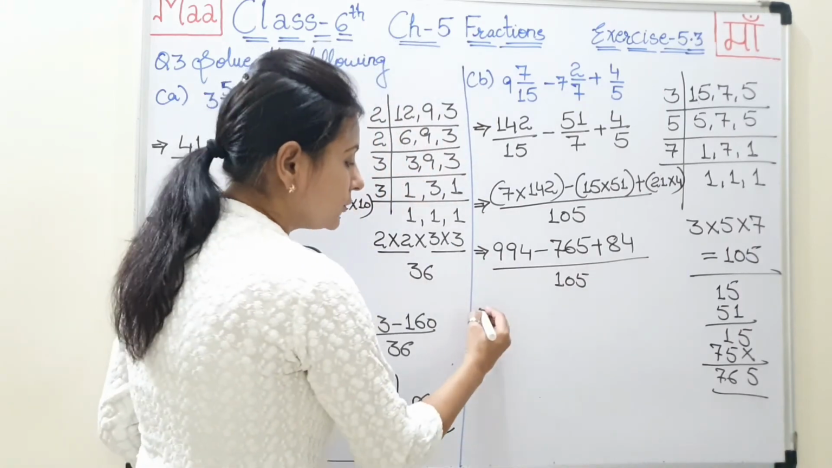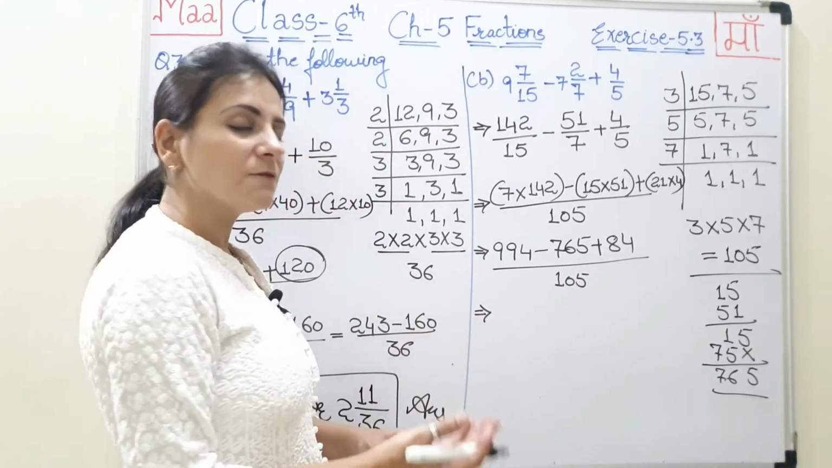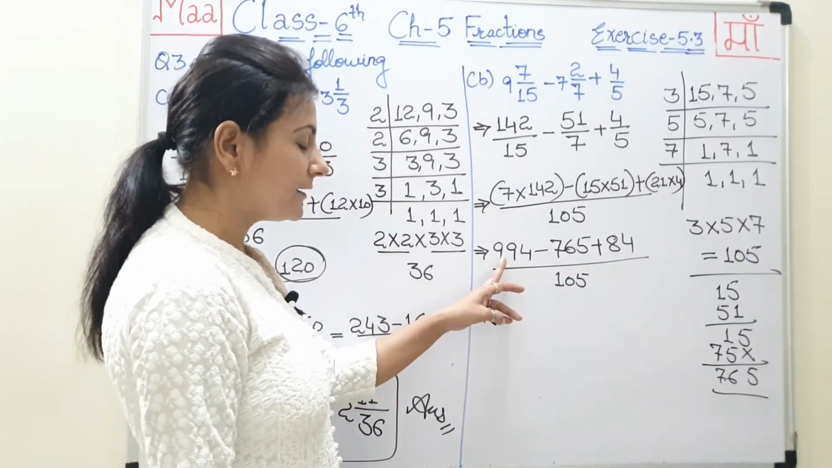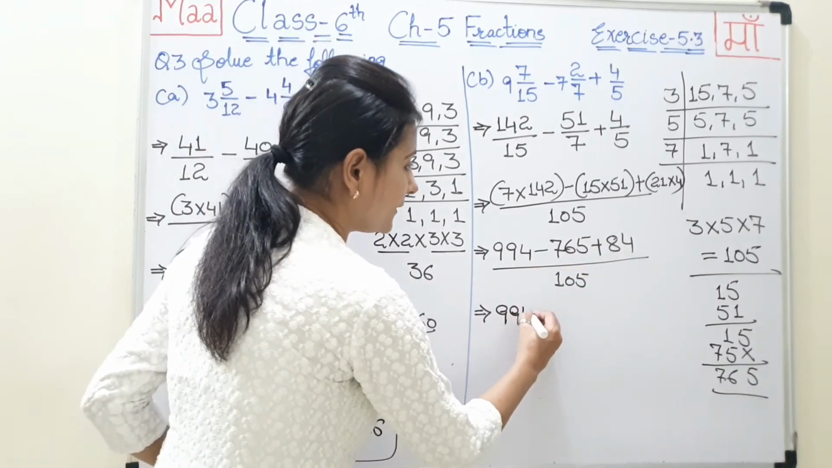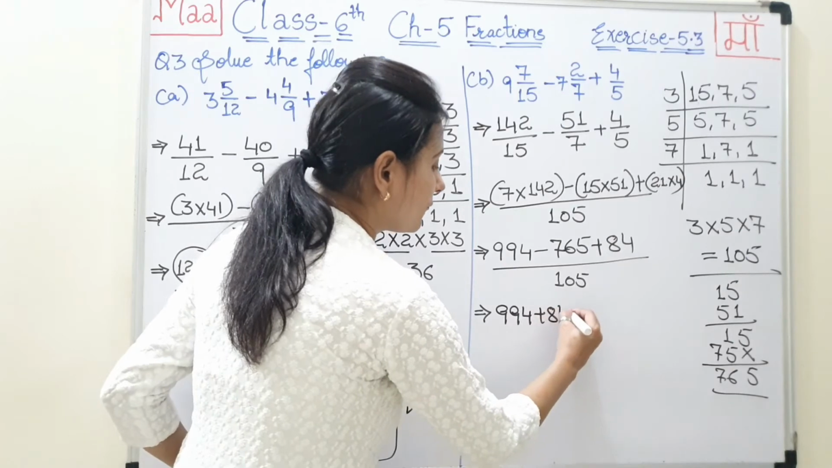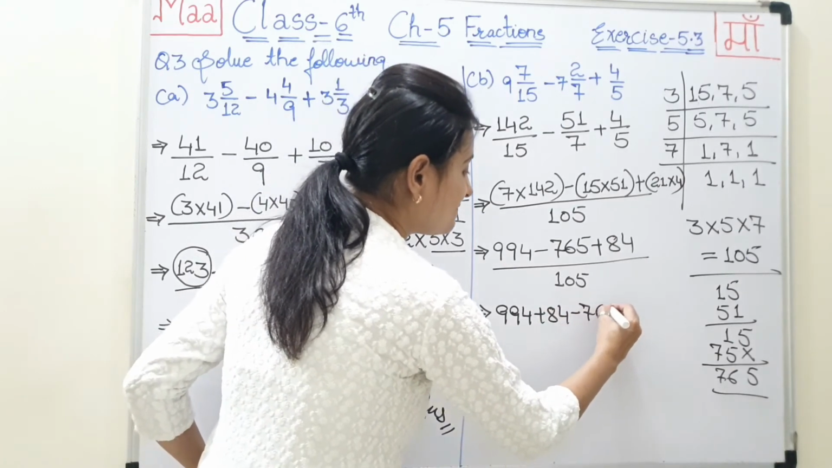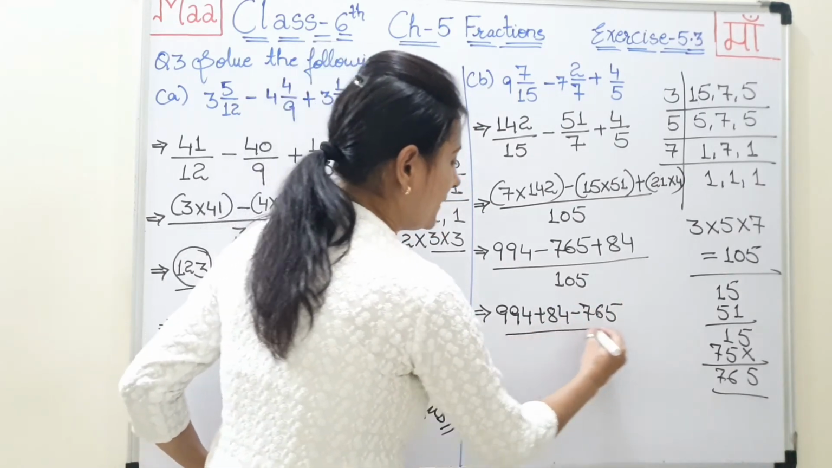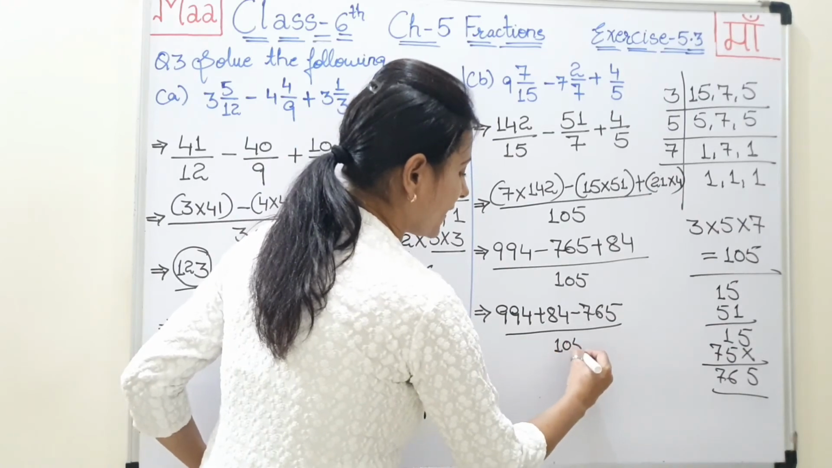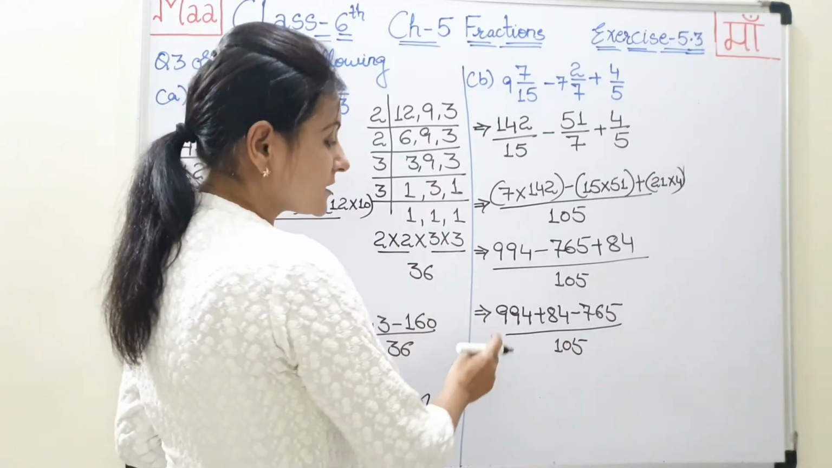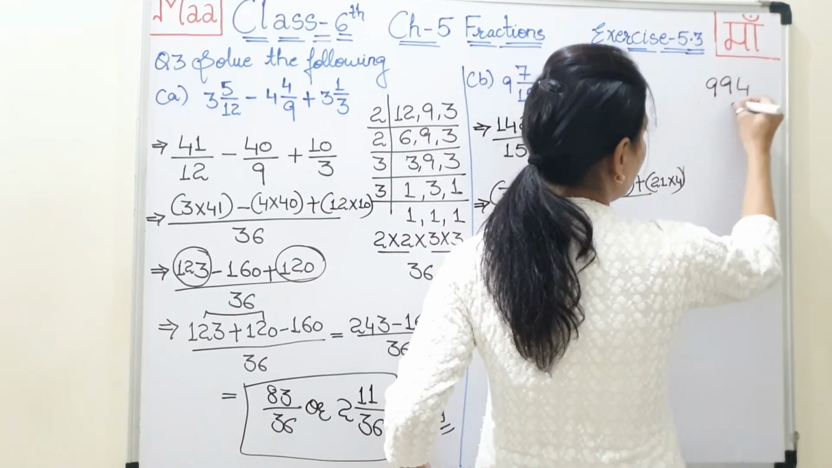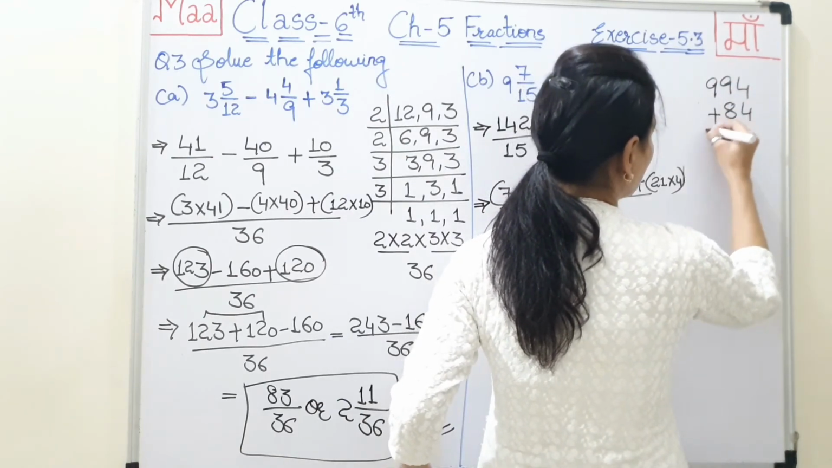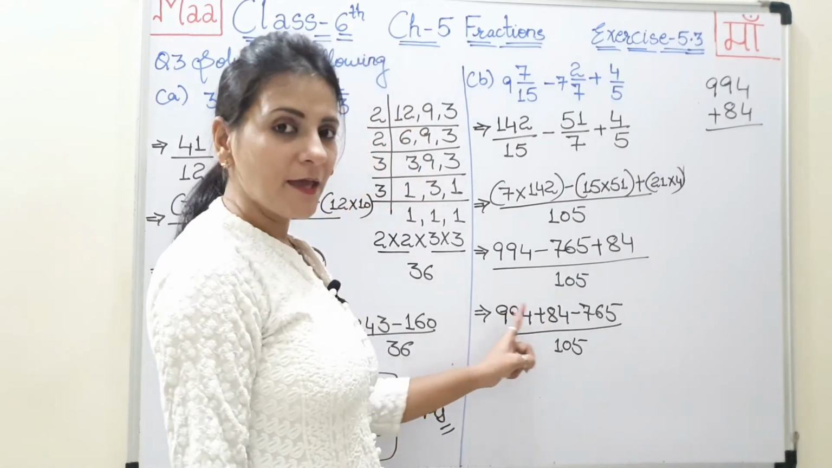Now again you will bring the पॉजिटिव वैल्यू टुगेदर. यहाँ पे भी दो पॉजिटिव वैल्यू, एक 994 और एक 84. इसको हम साथ में ले लेंगे 994 प्लस 84 and 765 will remain separately upon 105. नाउ इन नेक्स्ट स्टेप हम 994 के अंदर 84 को पहले ऐड करेंगे बिकॉज दीज बोथ आर विथ एडिशन साइन.